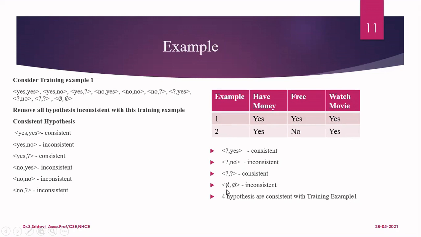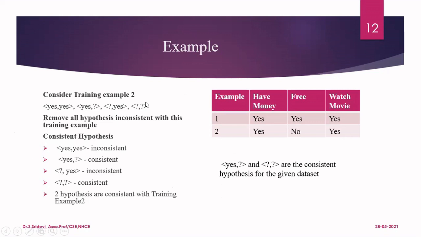So after I finish with the first training example, 4 hypotheses are consistent with the training example. So I have eliminated the remaining 6 hypotheses. So now I got only 4 hypotheses that are consistent with training example 1 only. I am not going to stop with this. I have to continue with the remaining examples I have in my data set. So now I'm going to consider the second example.